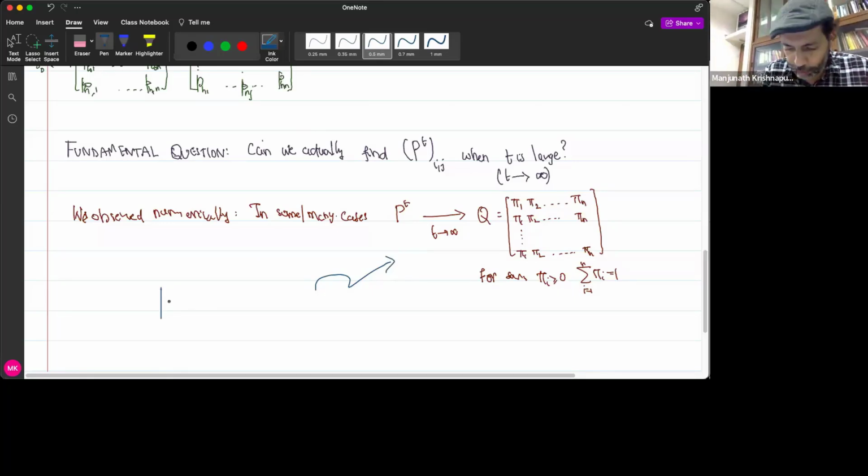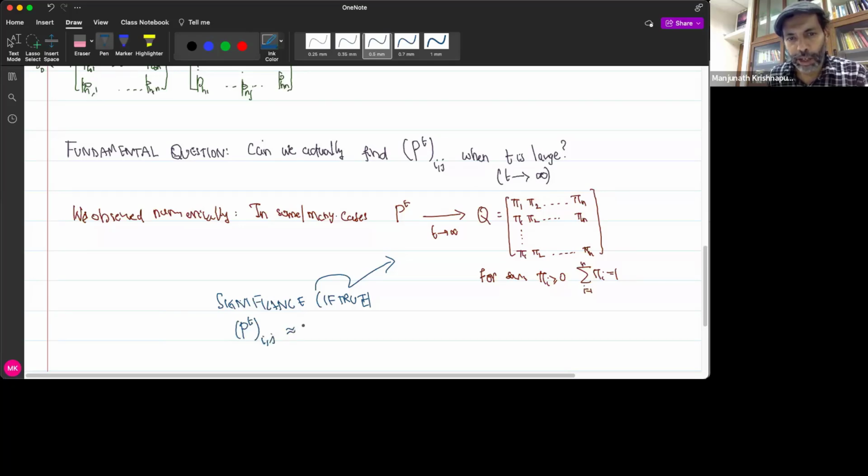Okay, so I have to move a bit. For some reason, this is going all over the place when I try to write. Let me say, what would be the significance of such a thing if it is true? If true, that means we are saying that p to the t (i, j) is approximately pi_j for all i, j, if t is large.